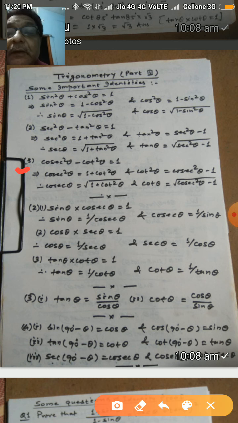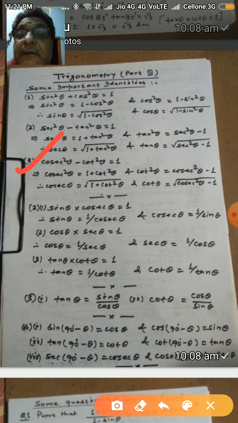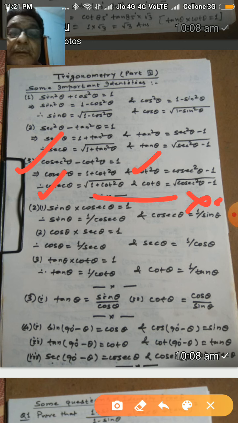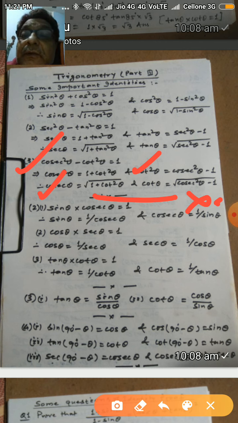Now the third one is cosec square theta minus cot square theta is equal to 1. Again, finding separately, cosec square theta is equal to 1 plus cot square theta, and cot square theta is equal to cosec square theta minus 1. Again, on removing the square, cosec theta is equal to under root 1 plus cot square theta, and cot theta is equal to under root cosec square theta minus 1. So this is one set of identities related to squares of ratios. On adding or subtracting, they give 1.